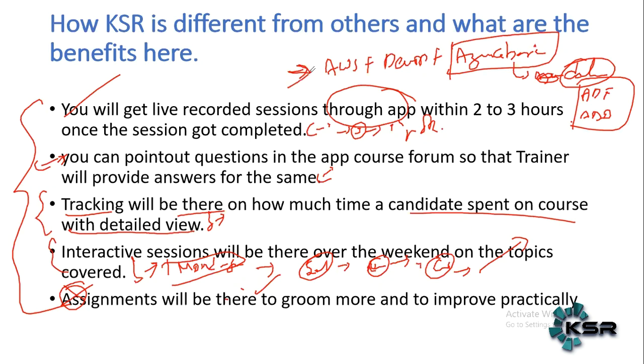Where are you going to get AWS plus DevOps? Either you will get it like this, or Azure plus DevOps like this. But here it is AWS plus DevOps plus Azure. So all these things come into the picture. And every time you will have a recorded session in the app. And you can also raise questions in the WhatsApp group, whose link we are going to share. You who are interested, you can join.